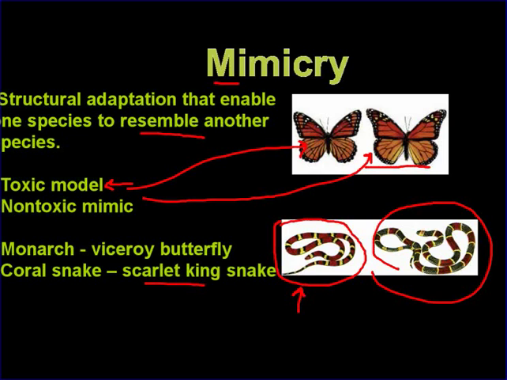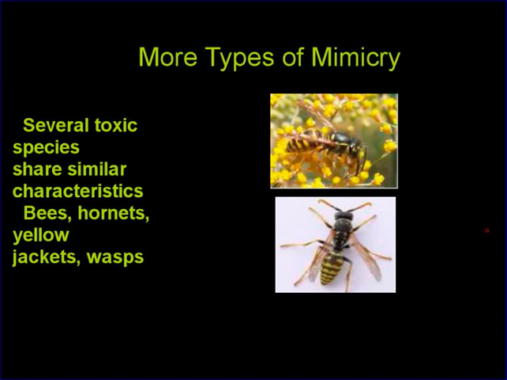Again, more types of mimicry. You have several toxic species that share similar characteristics, like bees, hornets, yellow jackets, and wasps. These guys look very similar. The bottom one, though, is a type of fly that does not have a stinger. But if I saw it, being that I'm allergic to bees, I'm not going to be close to it. So this does help it protect itself just because it developed the ability to look similar to a species that really is toxic in some way, be it has poison or it has a stinger, anything like that.